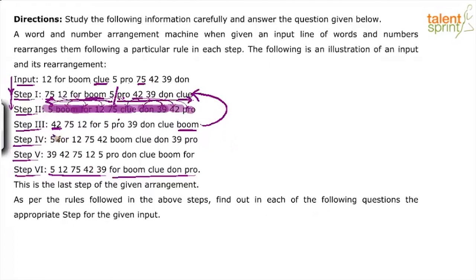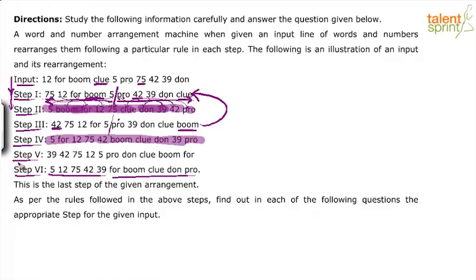You getting it? But again, when you look at step 4, what happened? The same process. You divide it into 2 halves and reverse it. So 5, 12, 75, 42, boom, clue, don, 39, pro. So step 4 is a reversal: you divide step 3 into 2 halves and reverse each half, like what we had obtained earlier. Again, forget about step 4.